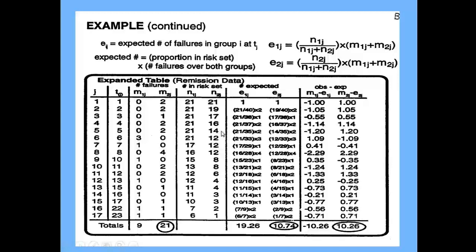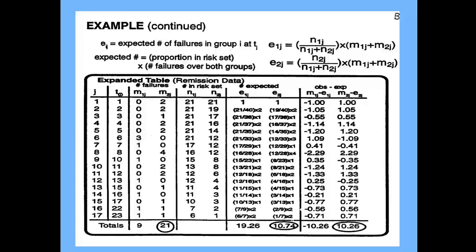Why 21 over 40? Because that's the proportion of the total people at risk that were at risk in group 1. And the proportion of the total people at risk in group 2 is 19 over 40. So you notice this number is going to be larger than this number. I would expect more people failing in group 1 than in group 2. Why? Because there are more people at risk in group 1 than in group 2 at that time. That's how it works. Okay, for what it's worth, that's how it works.